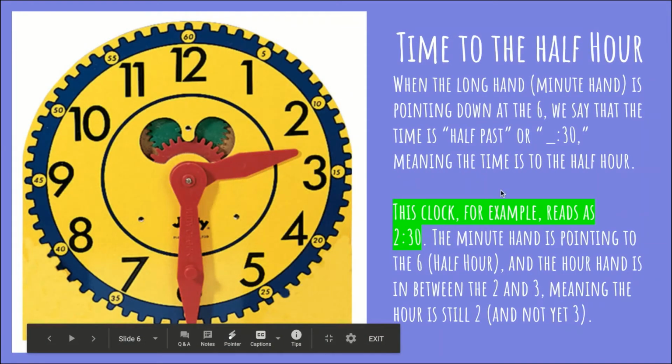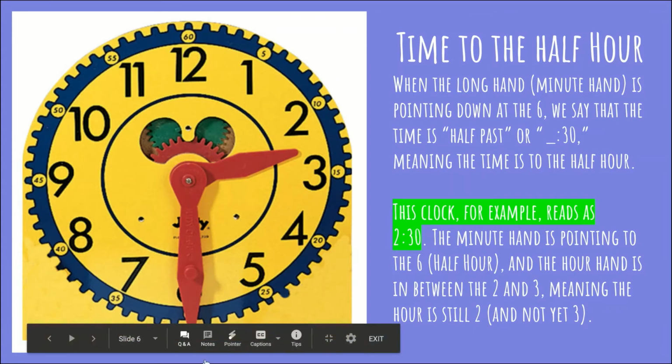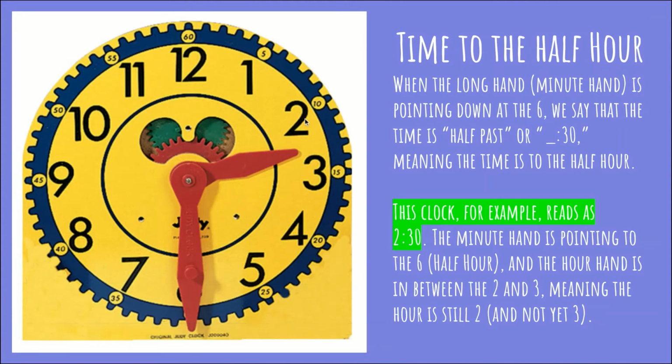Now, telling time to the half hour is also pretty straightforward. When the long hand, which is the minute hand, is pointing down at the 6, we say the time is half past or blank 30, meaning the time is to the half hour. So in this clock, for example, I have my long minute hand pointing down. I have my short hour hand in between the 2 and the 3. So this clock reads as 2:30.